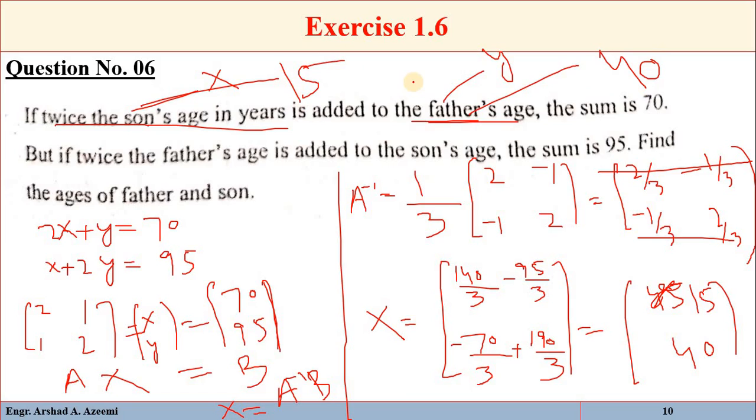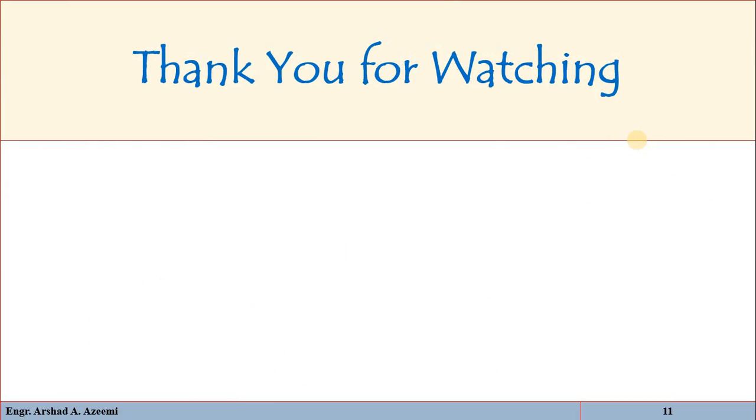Now you can verify it. 2 times the son plus the father's age, so it will be 30 plus 40, which is equal to 70. 2 times the father plus the son, so 2 times the father is 80 plus 15, it is 95. Okay, so this was all about the solution of exercise 1.6.